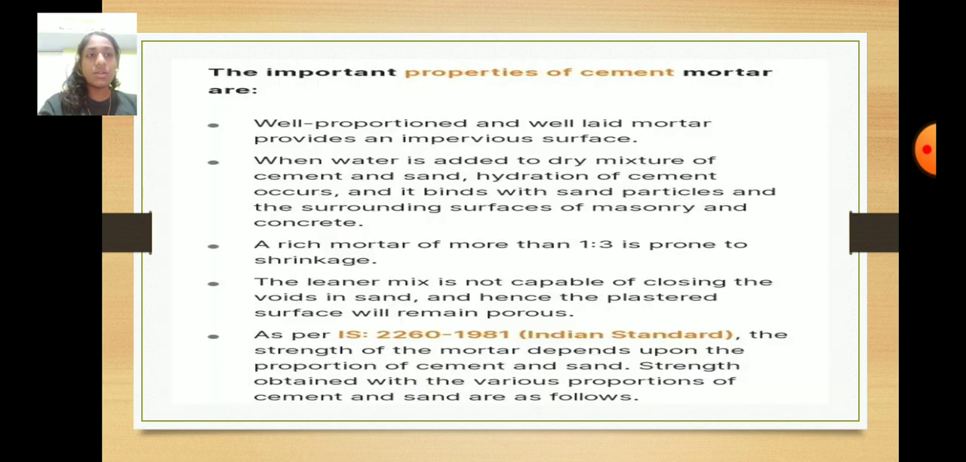The important properties of cement mortar: well proportioned and well laid mortar provides an impervious surface. When water is added to dry mixture of cement and sand, hydration of cement occurs and it binds with sand particles and the surrounding surfaces of masonry and concrete. A rich mortar of more than 1:3 is prone to shrinkage. The leaner mix is not capable of closing the voids in sand and hence the plaster surface will remain porous. As per Indian standard, the strength of the mortar depends upon the proportion of cement and sand. Strength obtained with the various proportions of cement and sand are as follows.